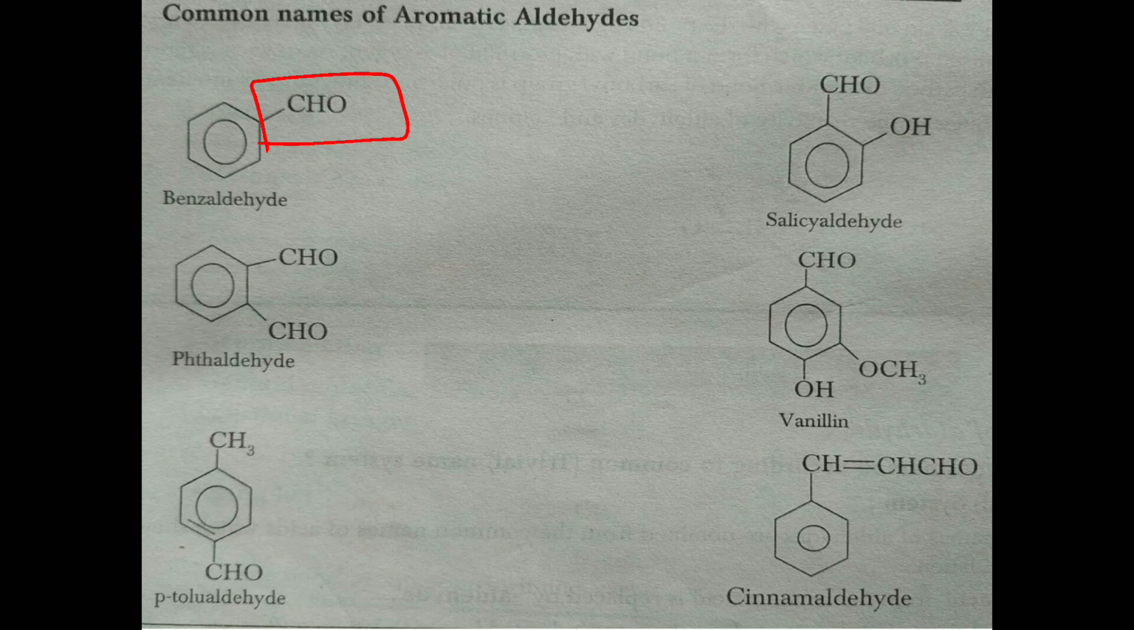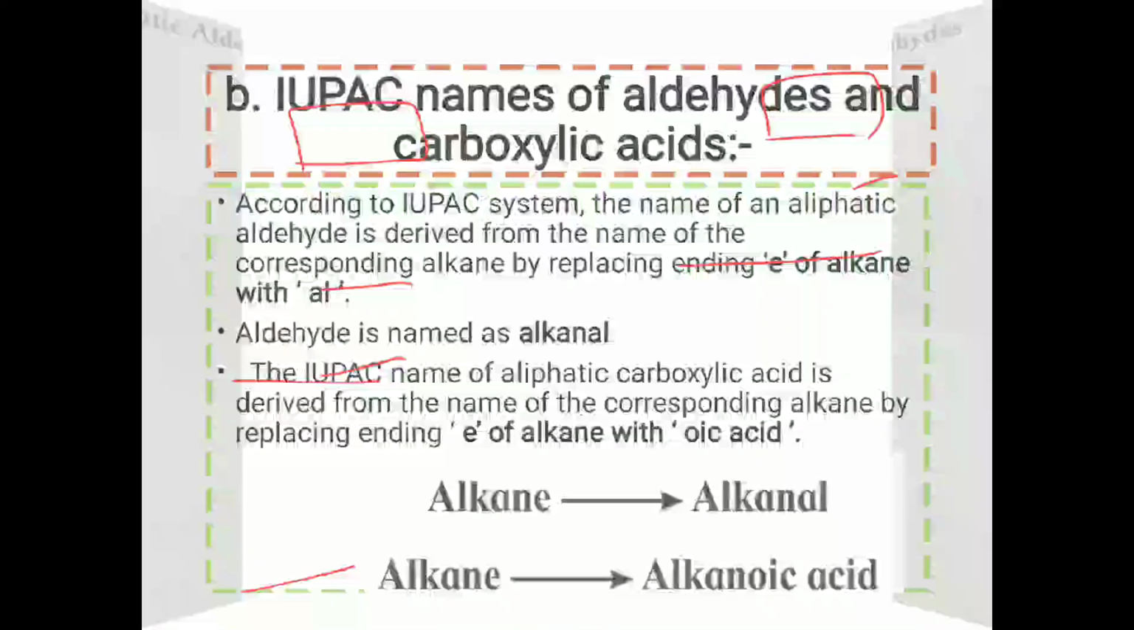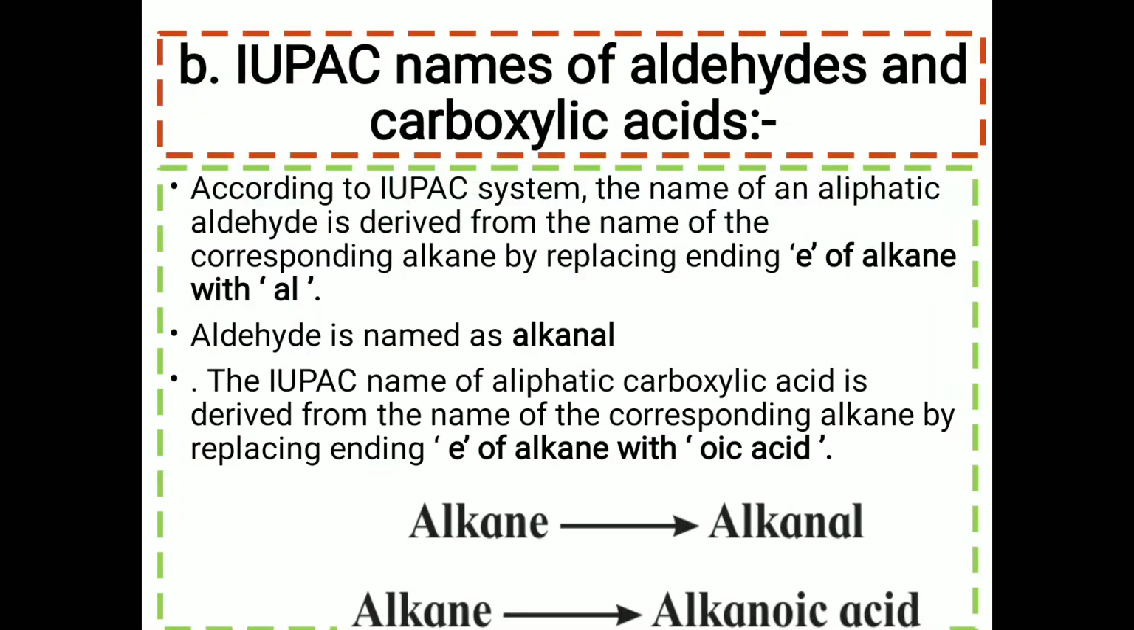Then when it contains two CHO groups, it is known as phthalaldehyde, then p-tolualdehyde, then salicylaldehyde, which contains the CHO and OH group. Now the same compound is found in salicylic acid as well. Instead of CHO it contains COOH, that is carboxylic acid, then the name is salicylic acid, then vanillic acid and cinnamide. Now next is the IUPAC names of the aldehydes and carboxylic acid.